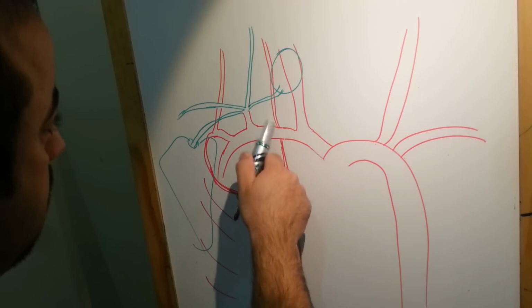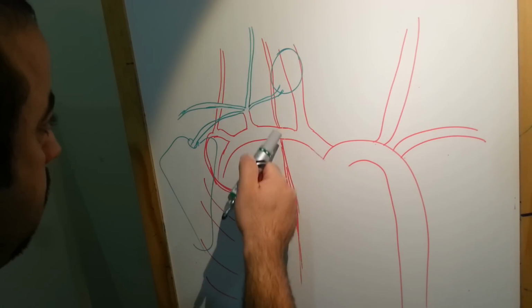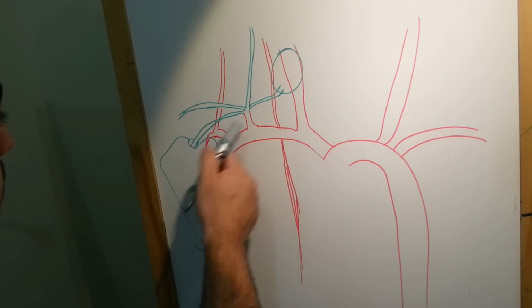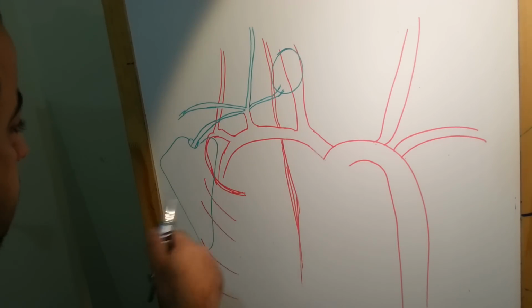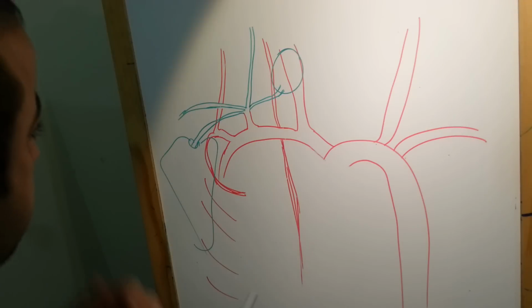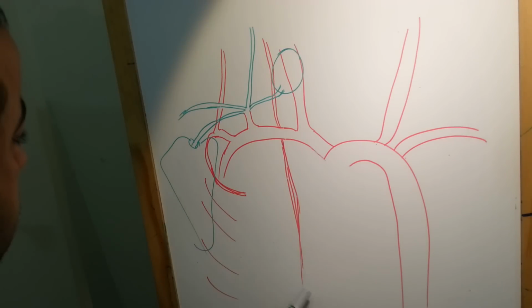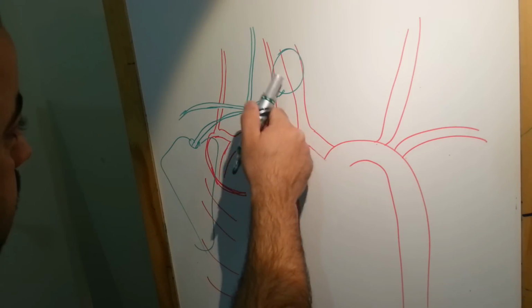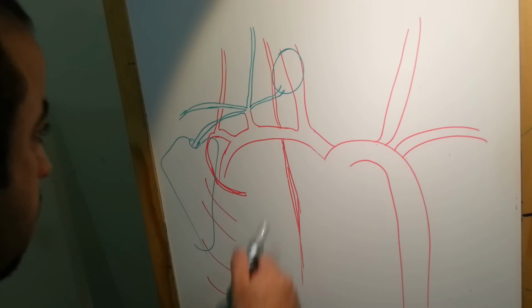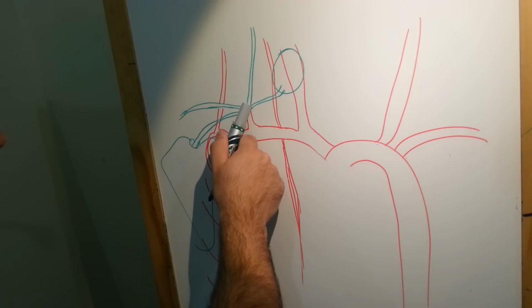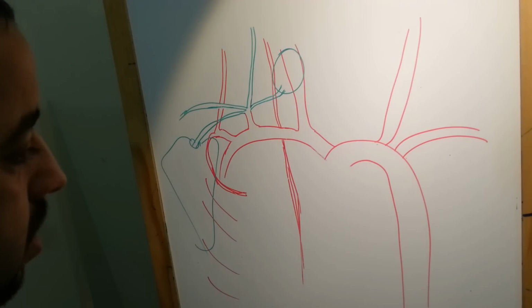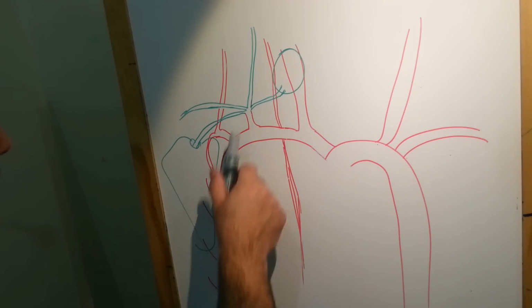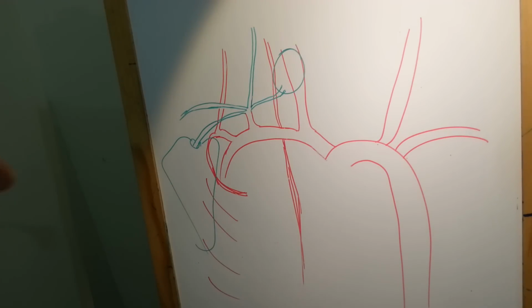2 trunks, 2 single arteries: one goes up, vertebral, one goes down, internal thoracic; 2 trunks, thyrocervical and costocervical. The costocervical has the deep cervical and the superior intercostal. And the thyrocervical has 4 branches: one is the inferior thyroid artery, one is the ascending cervical artery, one is the transverse cervical artery, and one is the suprascapular artery.